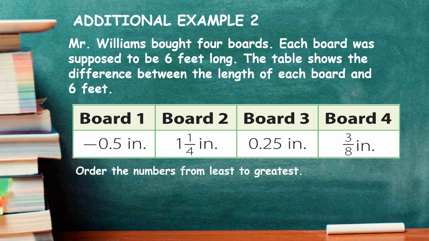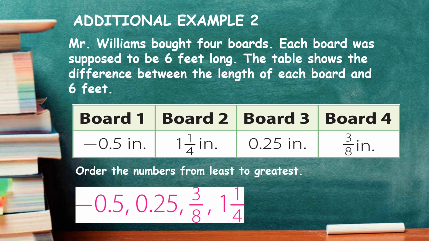So, order the numbers from least to greatest. Ibig sabihin, itong mga numbers na sukat na nandito, i-order natin kung sino ang pinakamaliit na board hanggang pinakamalaki. So, gamit yung mga measurements na yan by inches. Okay? So, ang sagot natin ay negative 5 tenths, 25 hundredths, 3/8, 1 and 1/4. Ang pinakamalaking board na nasukat ay board number 2. Okay? That's it.